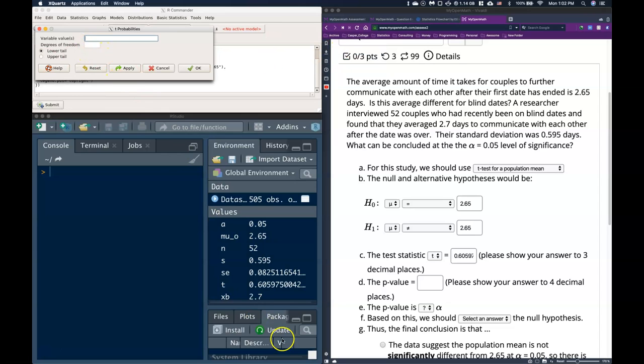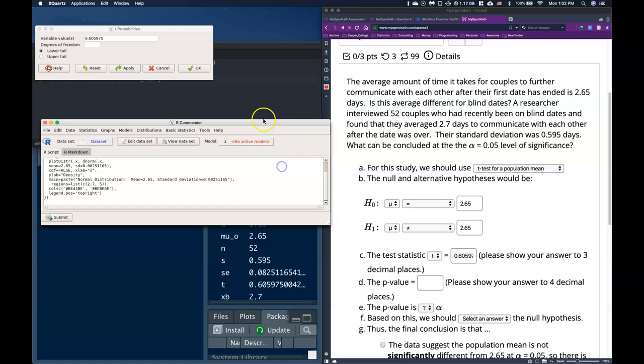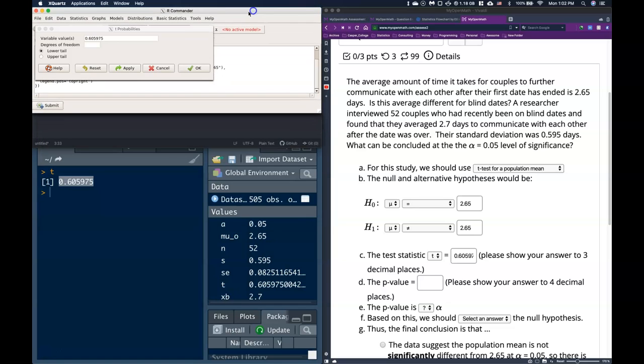So all we have to do is type in this t value. Let's just go ahead and copy it and then paste it in. And then we also need to know our degrees of freedom. Remember that for these, our degrees of freedom is going to be n minus 1. Let me write that down real quick. Remember that for this guy, the degrees of freedom equals n minus 1. Just a good little reminder. Okay, so with that done, we know that our n is 52, so we're going to put in 51 here.